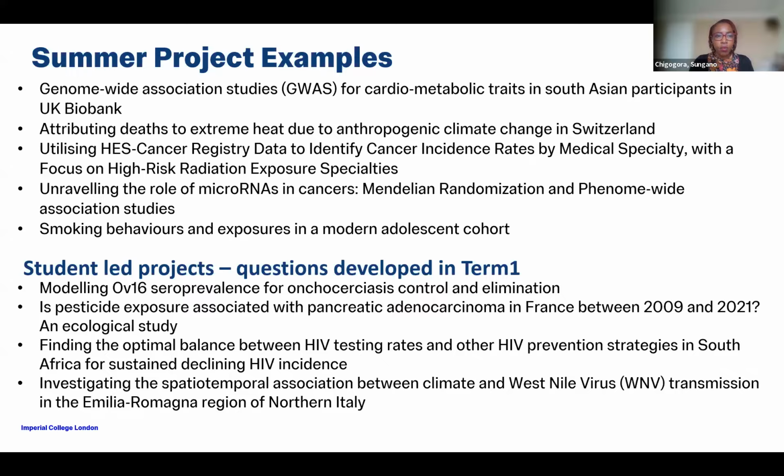The top section are projects that were proposed or submitted by academics in the School of Public Health, and the section with the student-led projects are questions that were developed by people that were in the seats that you're occupying right now, came with project ideas or developed them in term one in partnership with instructors on modules and academics. So all of those titles were co-led or student-led projects.